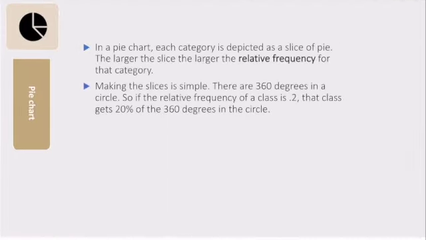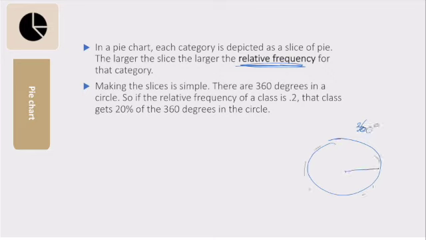In a pie chart, each category is depicted as a slice of pie, okay? The larger the slice, the larger the relative frequency. We use relative frequencies for these. Making the slice is simple because there's 360 degrees in a circle. In case you didn't know that, 360 degrees, if I was to go all the way around a circle.